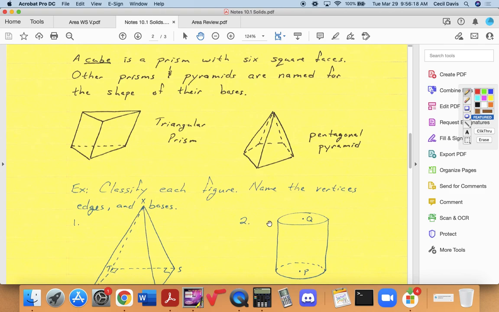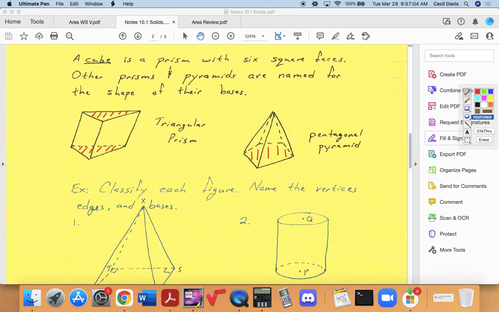Any other prism or pyramid is named with its base, and that's what I was saying just a moment ago. So here, this is a triangular prism. I know it's a prism because it's got these 2 triangles that are congruent and parallel to one another. This is a pentagonal pyramid, okay, because it has a pentagon as a base. Anything that's not a triangle in a pyramid is going to be the base. Anything that is not a parallelogram in a prism is going to be the base.